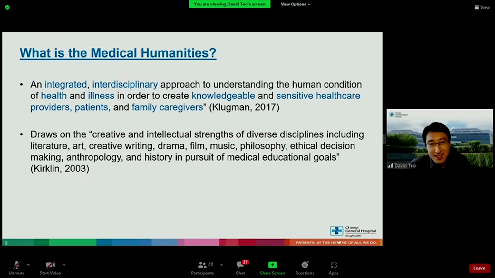And so the humanities draws on creative and intellectual strengths of diverse disciplines. I think the list there is non-exhaustive, but it includes literature, art, creative writing, drama, film, and so on and so forth. All this has a common underpinning, the common pursuit of the goals of medical education, which this morning Andrew was speaking on.